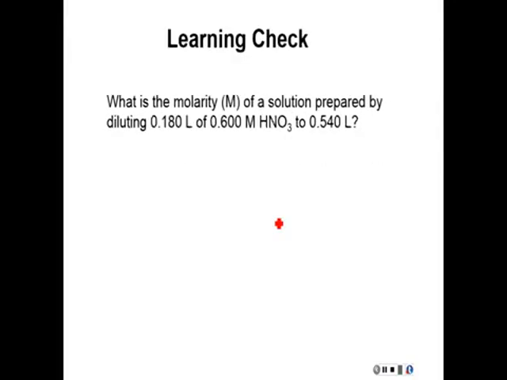Well, we can do the same kind of questions using molarity. So here's one for you to try. What's the molarity of a solution prepared by diluting 0.180 liters of 0.6 molar HNO3 to 0.540 liters? Now you might think we have to convert liters to milliliters, but we really don't. We just have to have the same volume. So pause the video, come on back and give it a try.